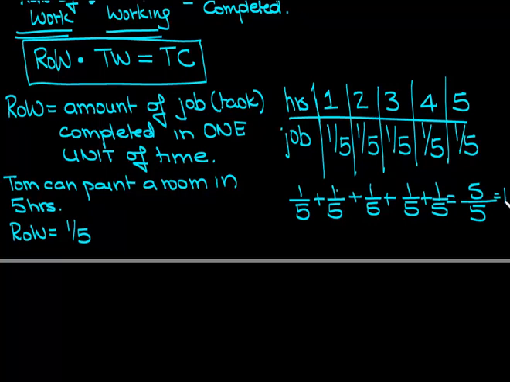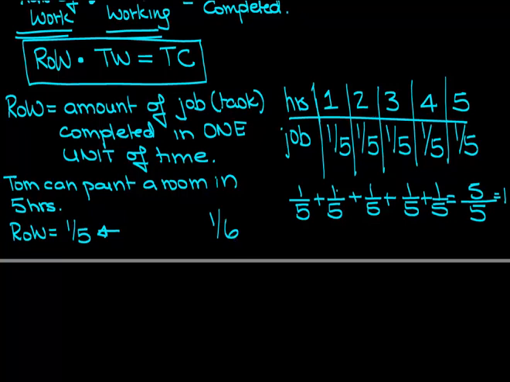So his rate of work reflects how much of the room he can paint in 1 hour. It's always 1 over however long it takes him to paint the room. So please remember that. That's what rate of work is. For another example, if it takes John 6 hours to mow the lawn of his house, what is his rate of work? It'll be 1/6, because each hour he would do 1/6 of the lawn. So in each unit of time he would do 1/6 of that lawn.